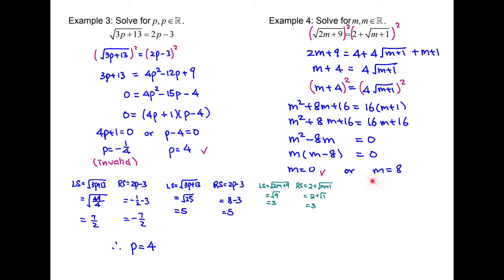Now, let's check n equals 8. On the left-hand side, we're going to get square root of 25, which is 5. On the right-hand side, we're going to get 2 plus square root of 9, which is also 5. Therefore, we say n equals 8 is also another correct solution. Therefore, we have two solutions for this question. n could be 0 or 8.